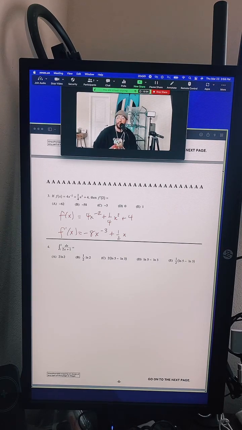If you're confused on that, be very careful. Make sure that you're practicing your fractions here and your negative exponents.